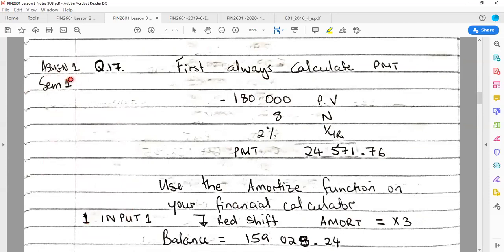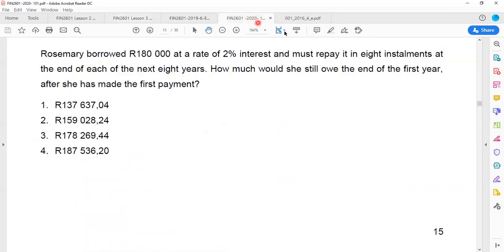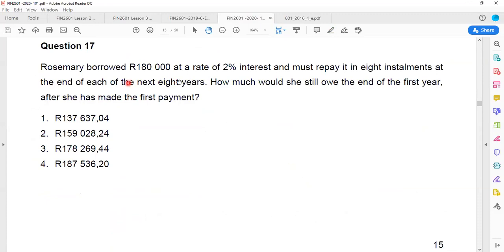So we can look at assignment 1, question 17, semester 1. Here's an example of an amortization question. The question won't say it's amortization, but you have to be able to pick it up. Rosemary borrowed 180,000 at a rate of 2% interest and must pay it in 8 installments at the end of each of the next years. How much would she still owe at the end of the first year after she has made the first payment?